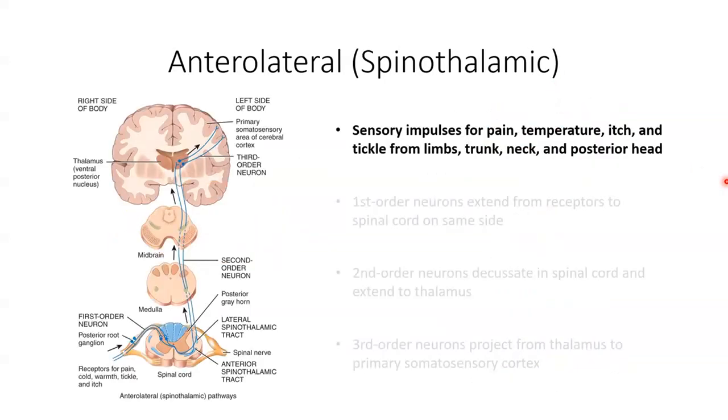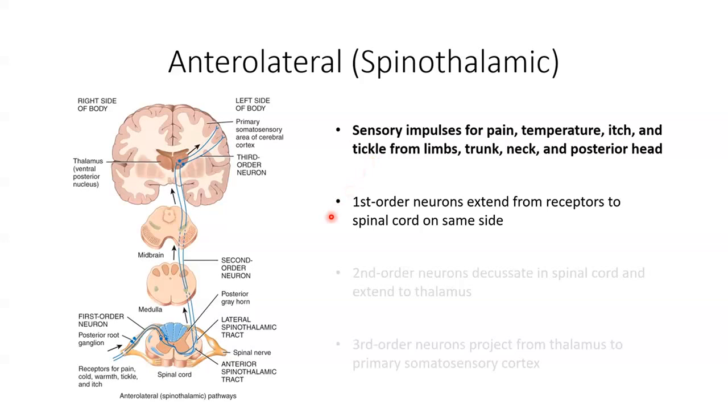So the anterolateral pathway transmits nerve impulses for nociception or pain, temperature, itch, and tickle from the limbs, trunk, neck, and posterior head to the primary somatosensory cortex. So from the same regions as our previous pathway, but now the sensory impulses for pain, temperature, itch, and tickle.